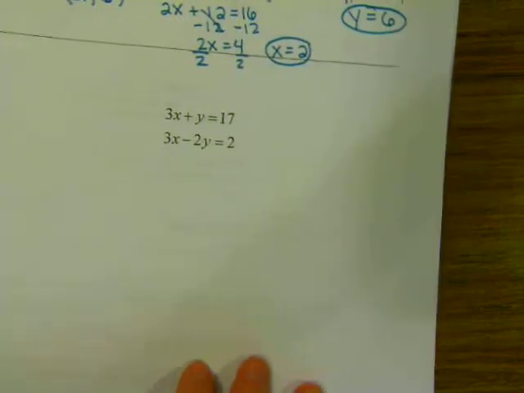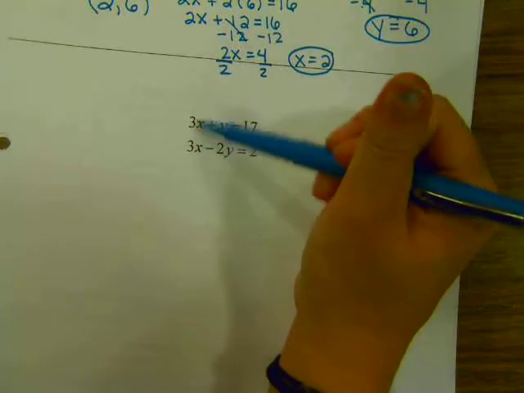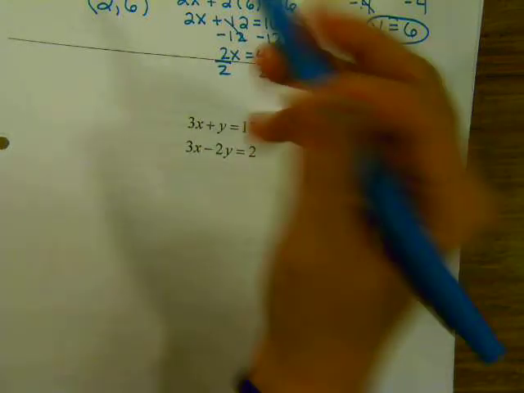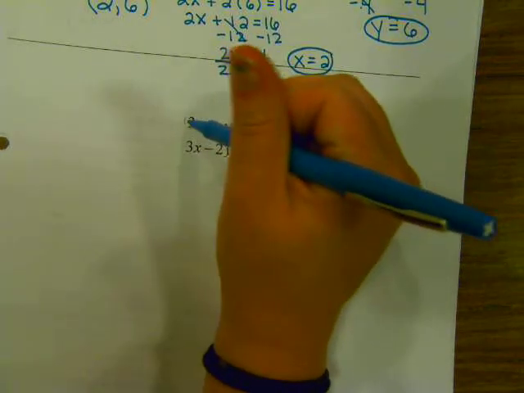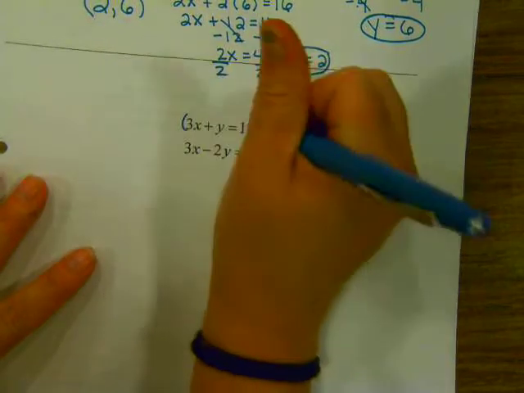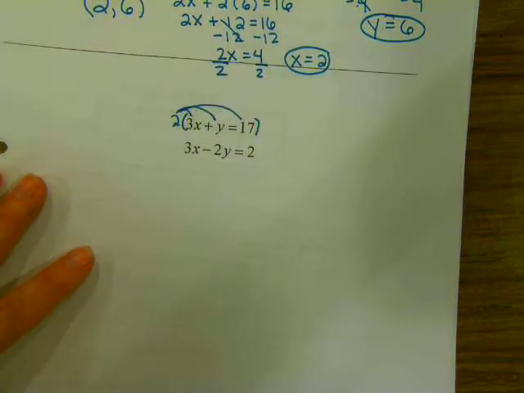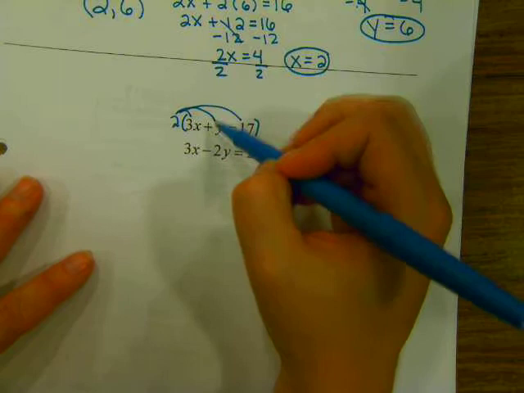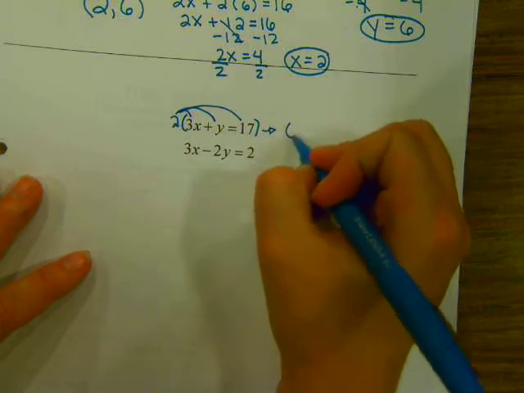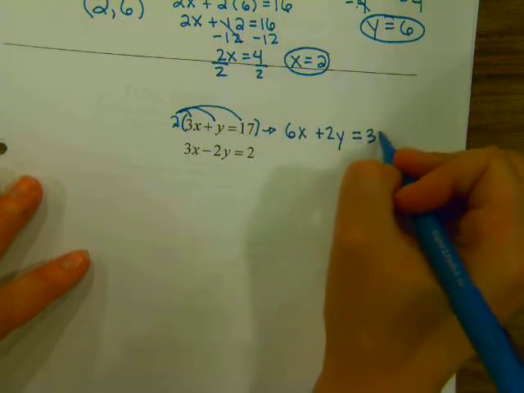Last example here, just to make sure we're all clear, you could say to yourself, what should I do? Should I eliminate the x's? Should I eliminate the y's? Well, we don't have any opposite numbers. Now you could pick. We could multiply the top one by negative 1 so that we have opposite x's, or you could just multiply the top one by 2. I'm just going to double this, and the whole reason why I'm doubling it, guys, is this will make a 2y, and that's already a negative 2. So when I double it, I get 6x plus 2y equals 34.